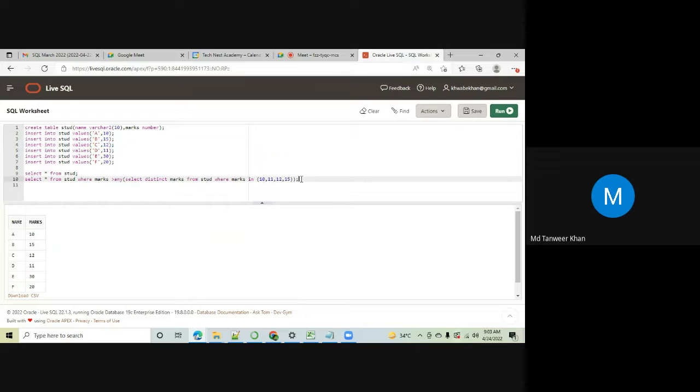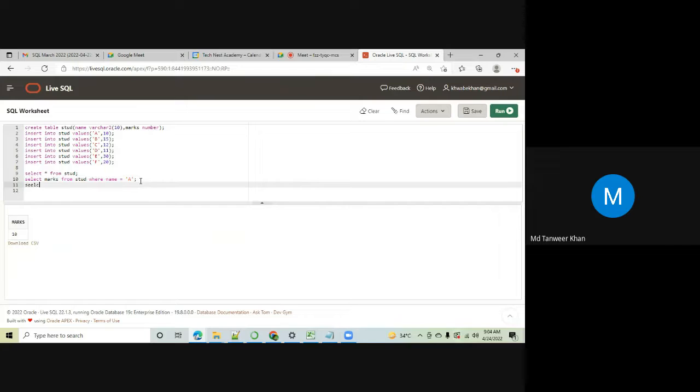But first of all, let me delete this one. The question is to find those student details whose marks are greater than A. So what should be the query? First of all, we'll calculate the marks from student where name is equal to A. Correct. So this query will give you the marks of A. Marks of A is 10. But now the question is I want to fetch those student details whose marks are greater than the marks of A. So here you have to use a subquery.